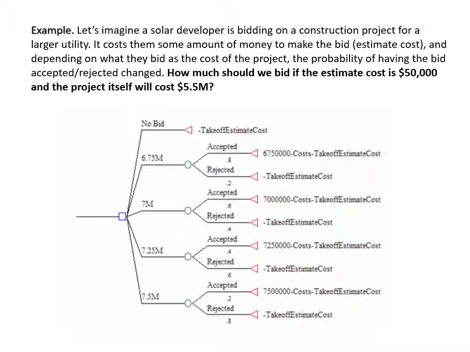If we bid $7 million here, which is the third possible decision, there's a 60% chance it's accepted, and we make $7 million minus 5.5 minus 50,000. But a 40% chance that it's rejected, and then we just lose $50,000, and so forth and so on. You can go down through $7.25 and $7.5 million as well.